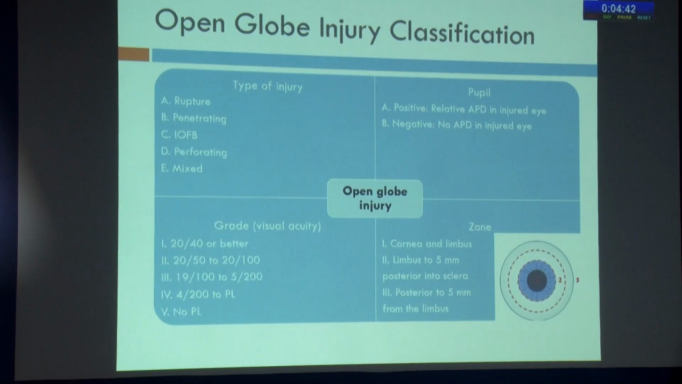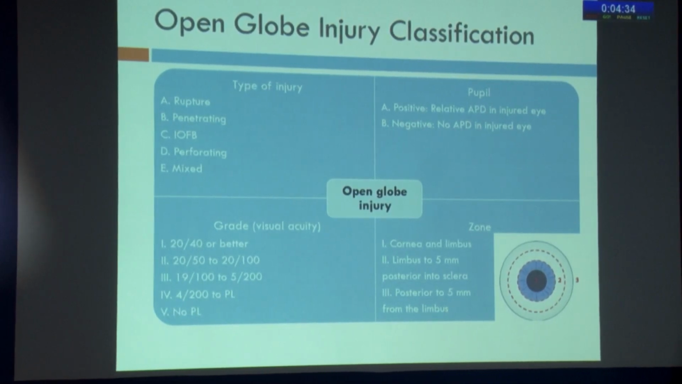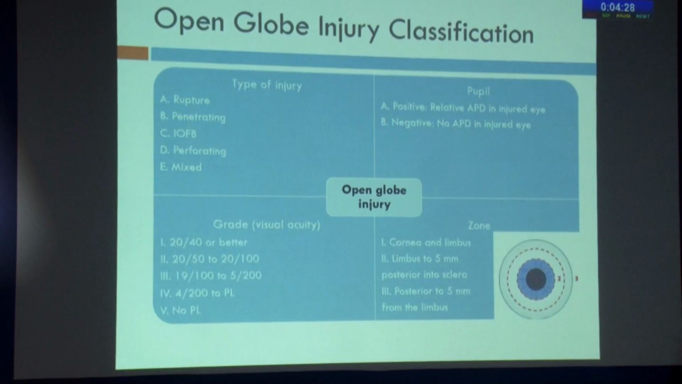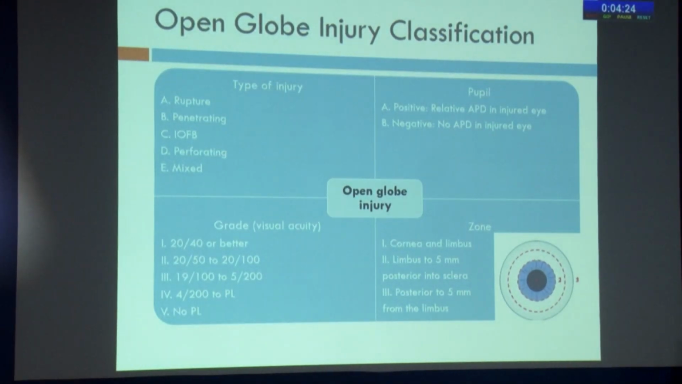Similarly, when we do classification for open globe injury, there are again 5 types of open globe injuries. Type A is rupture, type B is penetrating injuries, type C is intraocular foreign bodies, type D is perforating injuries, and type E is mixed. Talking about the zone of injuries, it could either be zone 1, which involves cornea and limbus, or zone 2, which involves limbus to 5 millimeters posterior into the sclera.